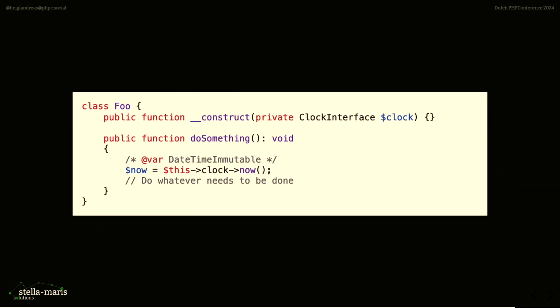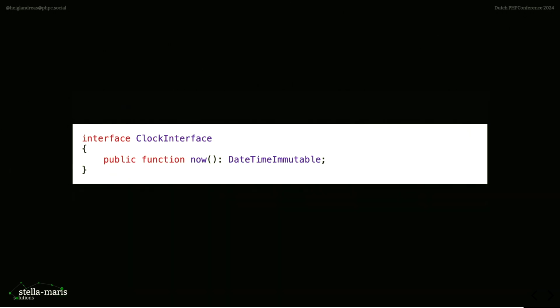Yeah, and that's what you do. You inject the clock interface into your method, into your class, in the constructor, and whenever you need to do something with now, with the datetime information, you just call the clock. Give me now. What's the time? So that's the interface. That's what it looks like.